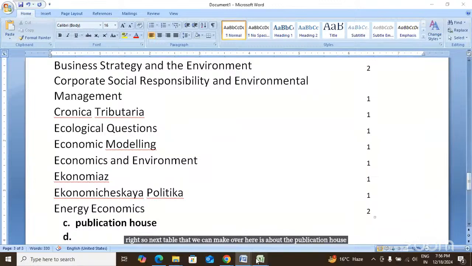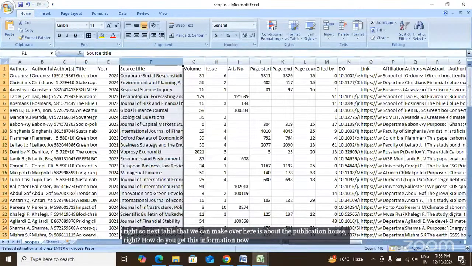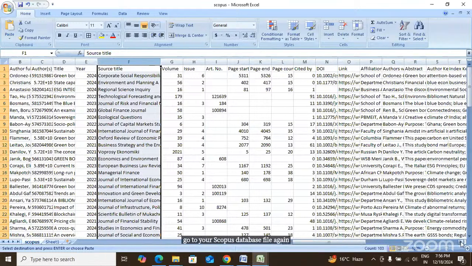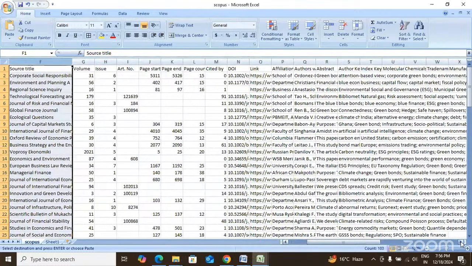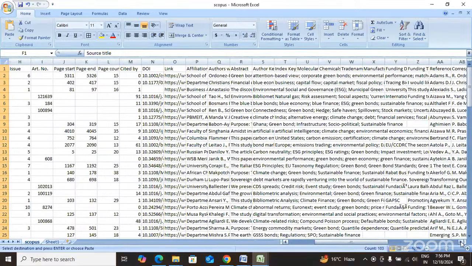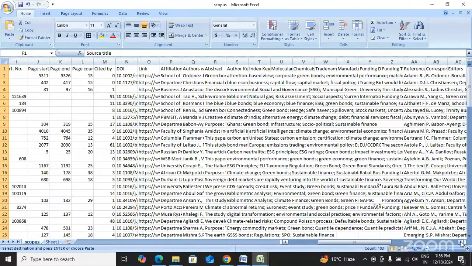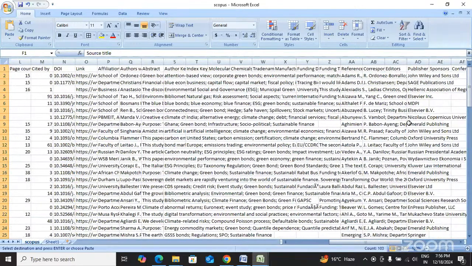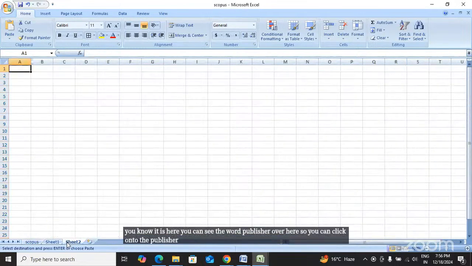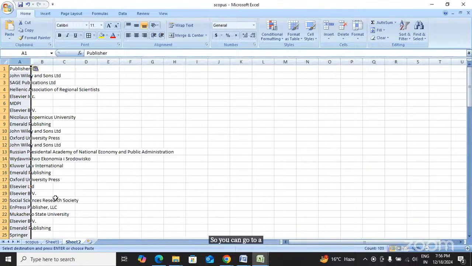How do you get this information now? Go to your Scopus database file again. Yeah, it is here. You can see the word publisher over here. So you can click onto the publisher, go to a new worksheet, and you can see the names of the publication houses.